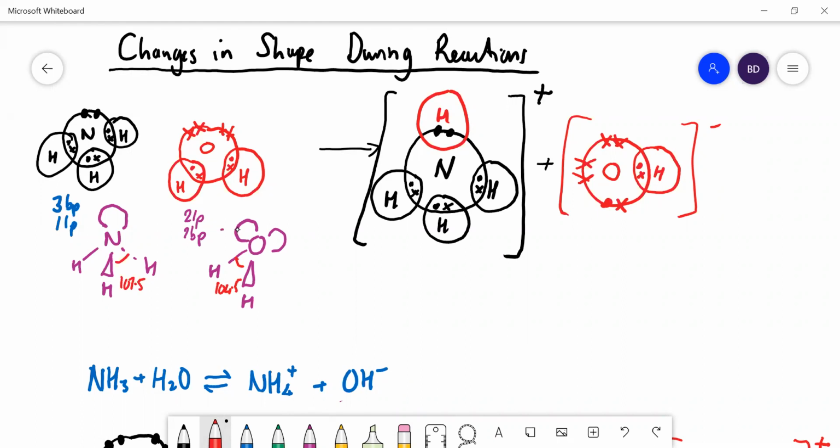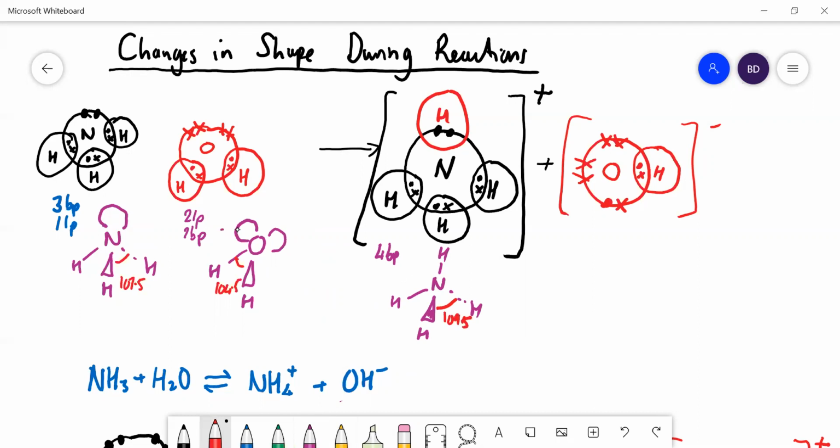Let's see what happens to those bond angles after we've reacted then. After the reaction, the nitrogen here has now got four bond pairs. It doesn't have any lone pairs. Four bond pairs, so we're going to have a tetrahedral shape. It's going to be the same shape as methane. Okay, and it will be exactly 109.5 now, that bond angle. No lone pairs to distort it.